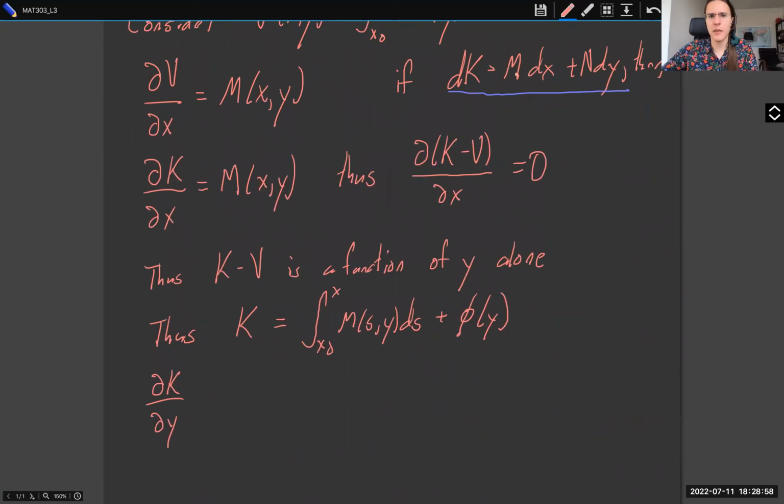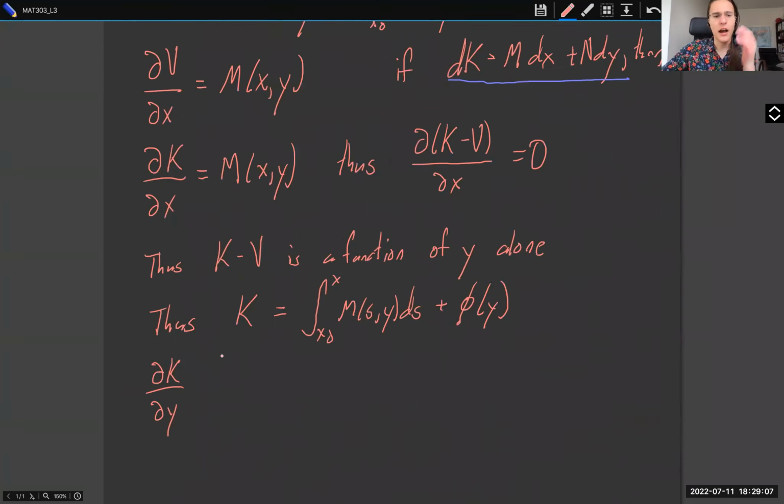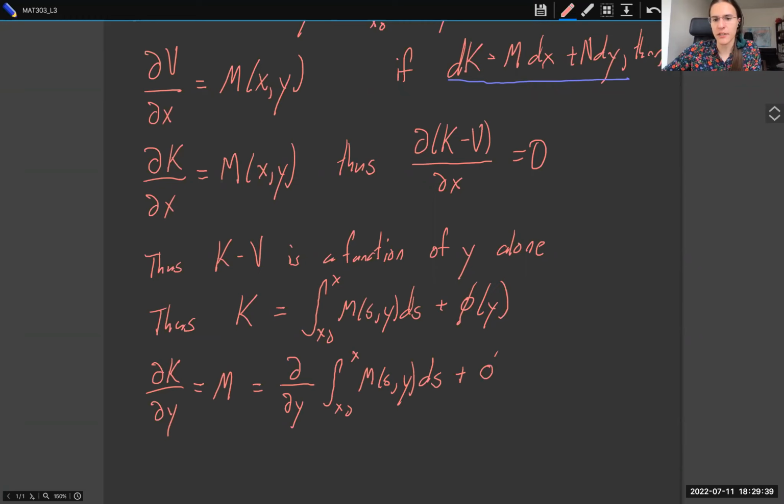But assuming that it's dk, the total differential of k is this, then the following things are true, right? Good. Okay. So the partial of k with respect to y, well, that's equal to m now, but it's also equal to one more thing. It's going to be the partial derivative with respect to y of the integral from x naught to x of m s y ds plus, well, this is just a function of y. So if I take the partial derivative with respect to y, it's just the derivative.